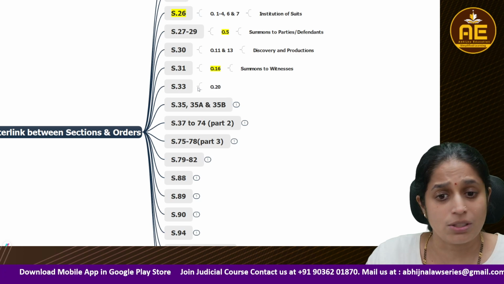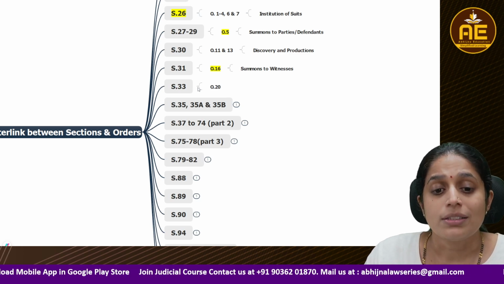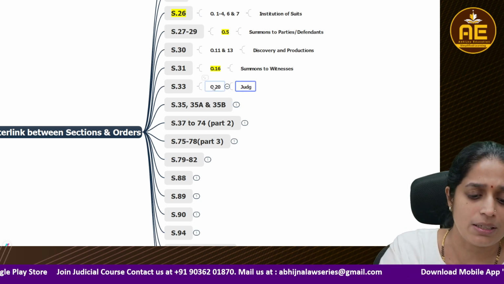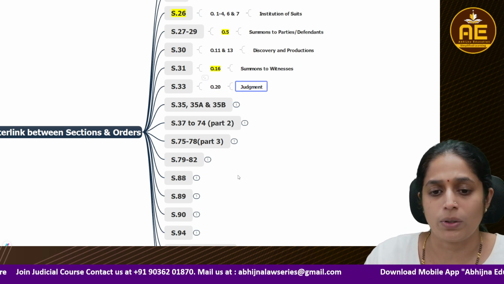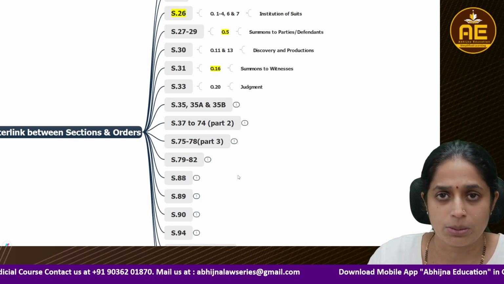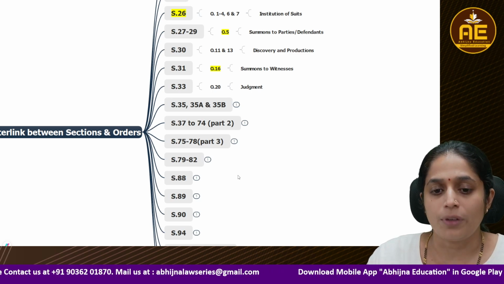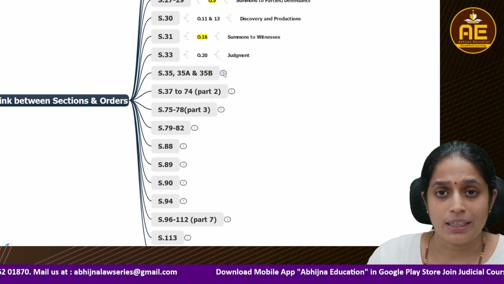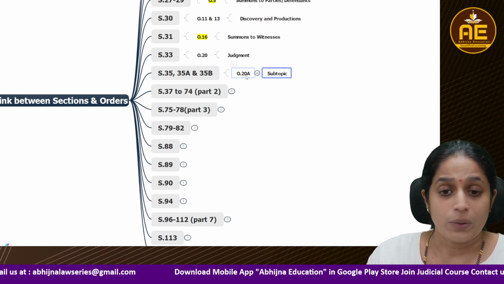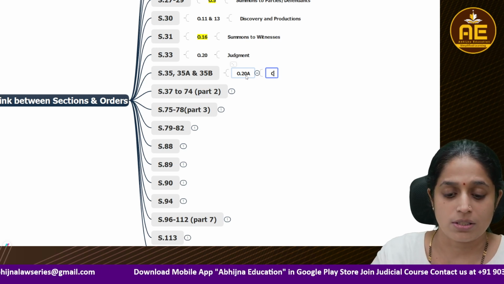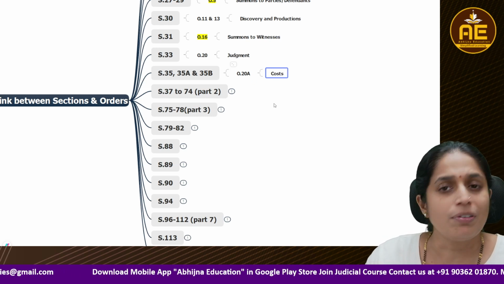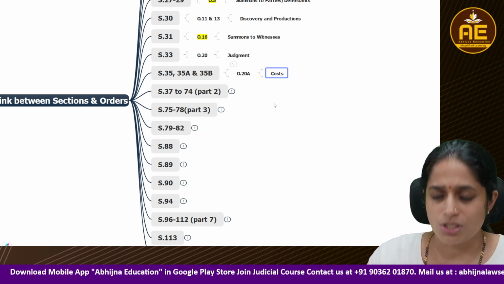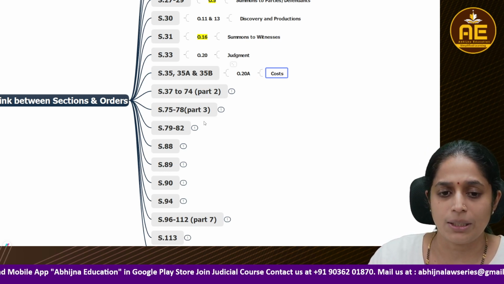Then comes section 33, very important, which is related to order 20. Order 20 is none other than judgment. How should the judgment of a civil court be? It gives a very detailed description of how different decrees have to be framed. Then sections 35, 35A, 35B speak regarding order 20A and also costs. It is all about costs: different types of costs, compensatory costs, costs for causing delay, or general costs. All those are dealt with here.